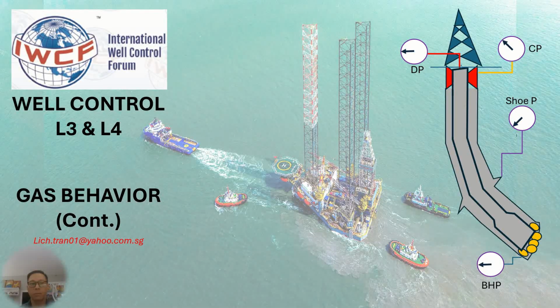Hi everyone, continuing on the subject of gas behavior to cover for well control IWCF level 3 and level 4. We'll examine the pressure regime in the well bore while the well is under shut-in with gas influx migration from bottom to surface. There are 4 places you need to know how the pressure is progressing. First is casing pressure, second is drill pipe pressure, third is the casing shoe pressure, and the last one is bottom hole pressure. Let's dive in right now.